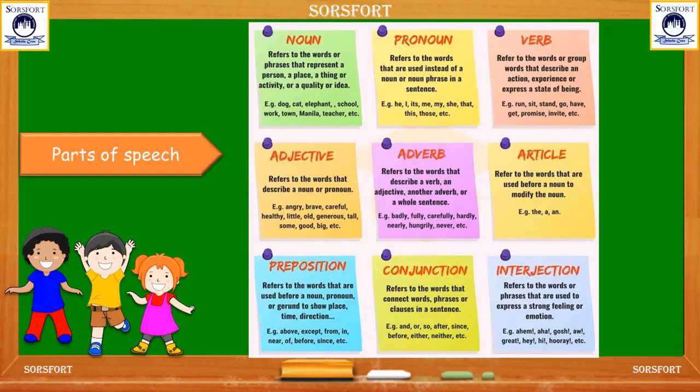Next is preposition. It refers to the words that are used before a noun, pronoun, or gerund to show the place, time, or direction. These are called prepositions, like above, except, from, in, near, of, before, since, etc. Conjunctions refer to the words that connect words, phrases, or clauses in a sentence. What is a phrase? Some group of words, these are called phrases. When we are going to join a sentence or join two sentences or group some words, we will use and, or, so, after, since, before, either, neither, etc. These are called conjunctions.